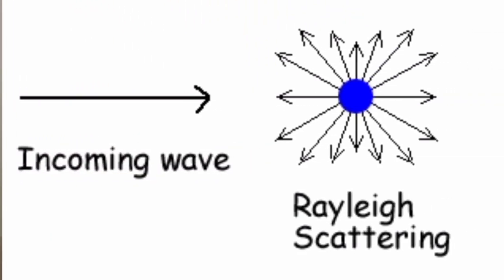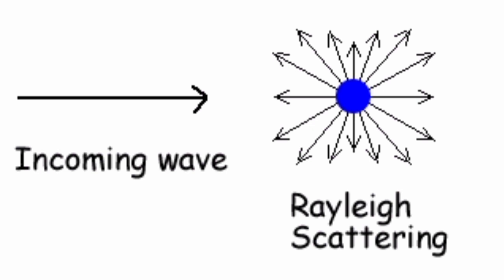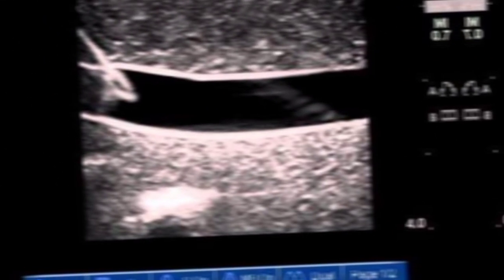Now there is Rayleigh scattering, and this occurs when the reflecting surface is too small in diameter in comparison to the wavelength of the incident wave, for example, red blood cells. Under normal circumstances, red blood cells are so small that echoes emanating from them are too weak to be detected and displayed on the image. So blood basically will appear anechoic, or echo-free.